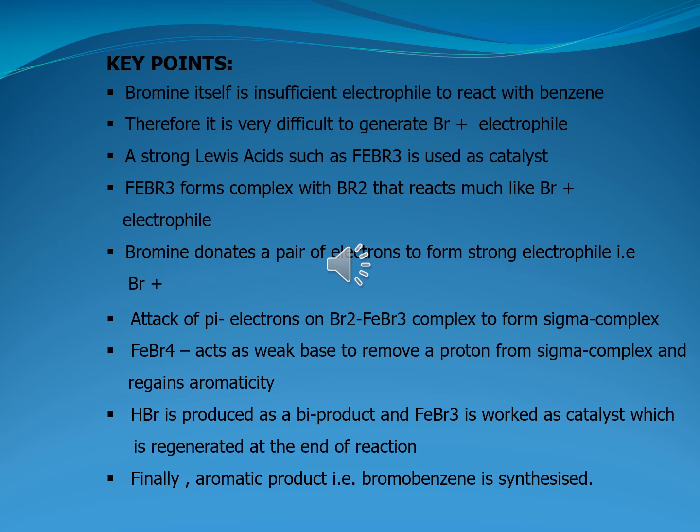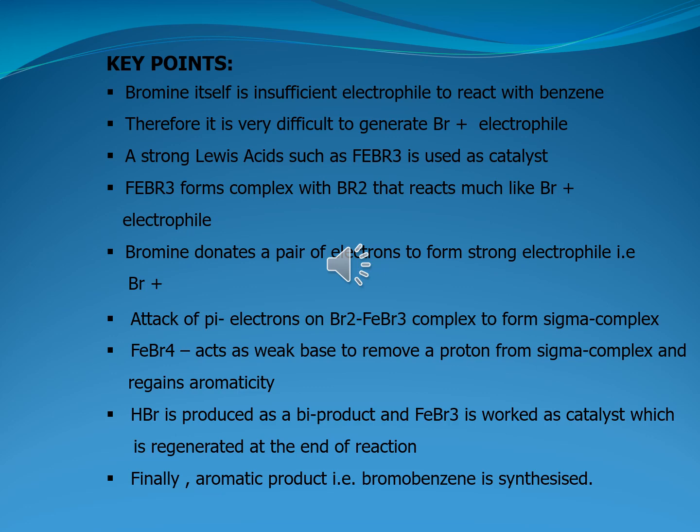So have a look at the important key points of bromination. Bromine itself is an insufficient electrophile to react with benzene. Therefore, it is very difficult to generate bromine as an electrophile. So a strong Lewis acid such as FeBr3 is used as a catalyst. FeBr3 forms a complex with the bromine molecule that reacts as an electrophile in the mechanism.